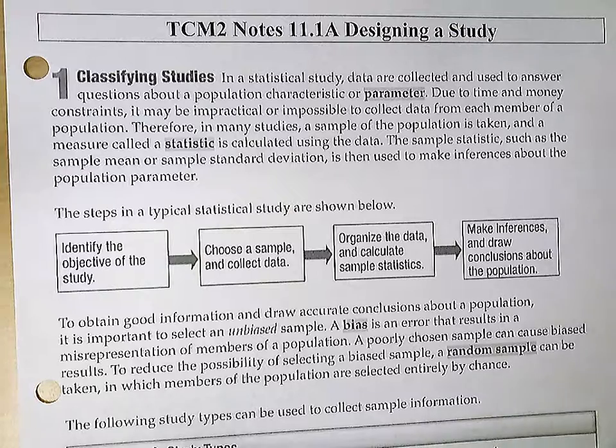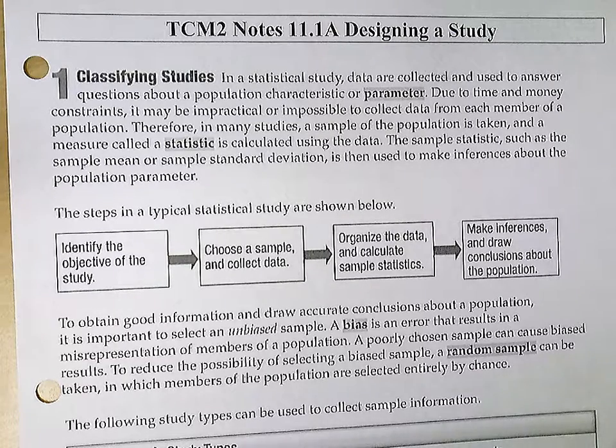Okay, so therefore, in many studies, a sample population is taken, and a measure called a statistic is calculated using the data. The sample statistics, such as the sample mean or sample standard deviation, is then used to make inferences about the population parameter. So the steps in a typical statistical study are shown below. First, you want to identify the objective of the study. Next, choose the sample and collect the data. Then organize the data and collect sample statistics. And then make inferences and draw conclusions about that data that you collected.